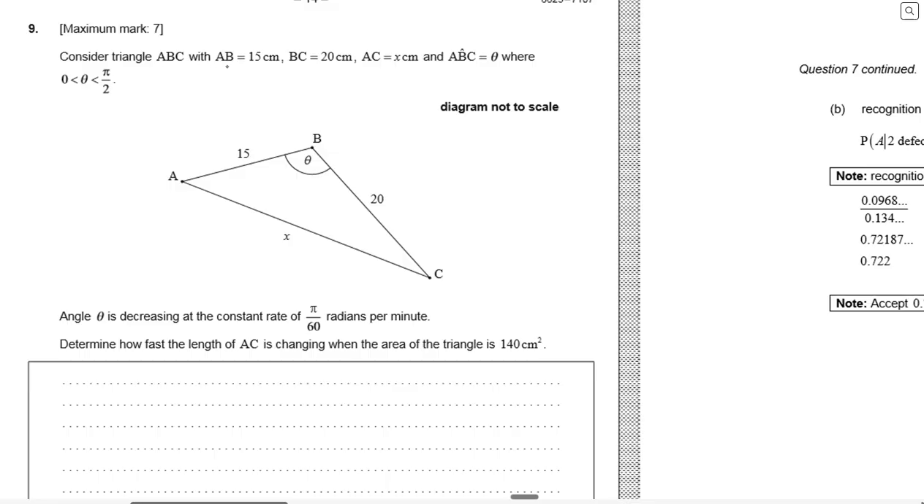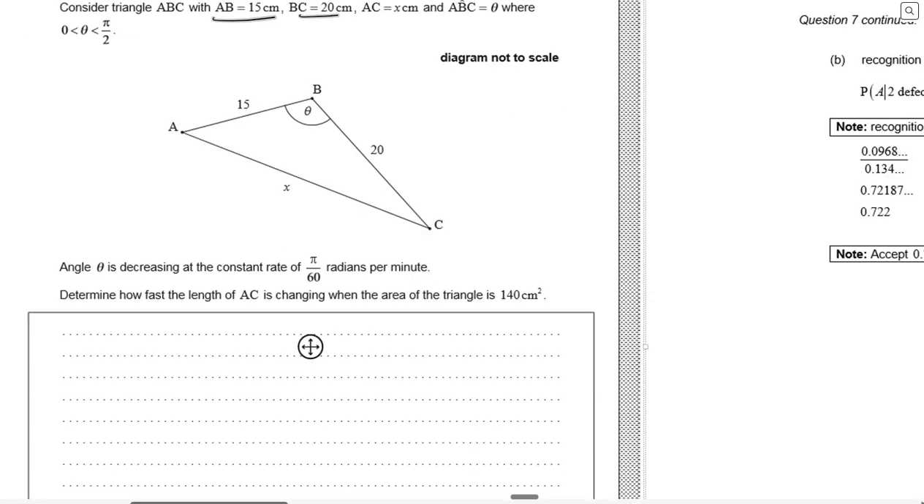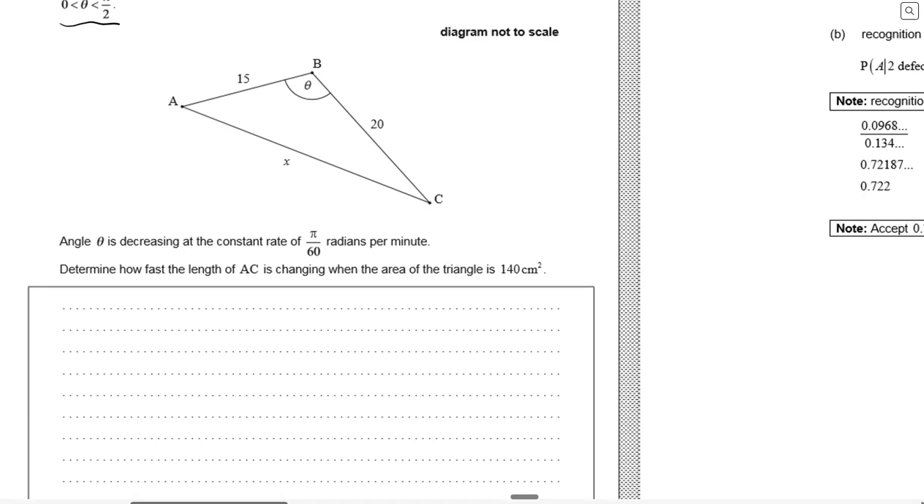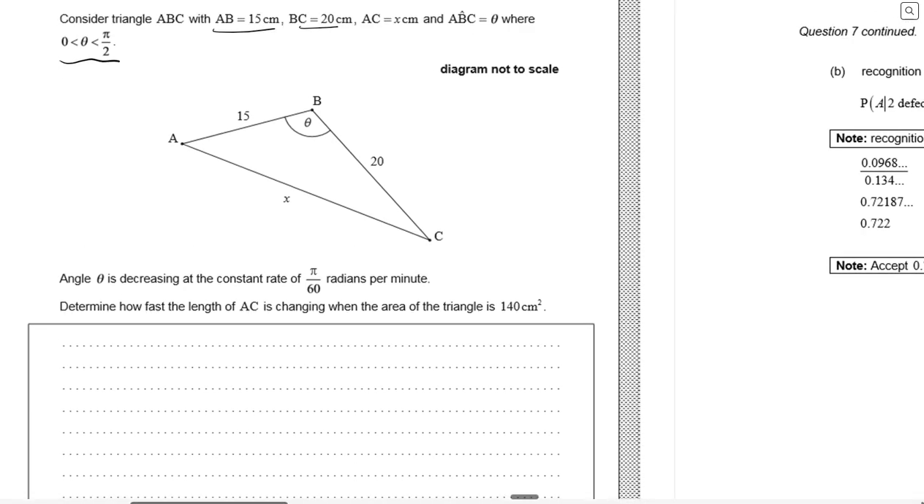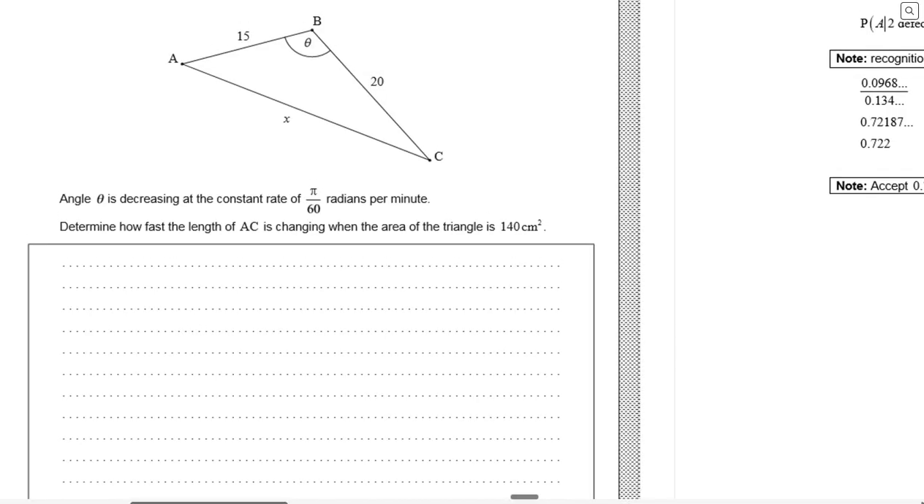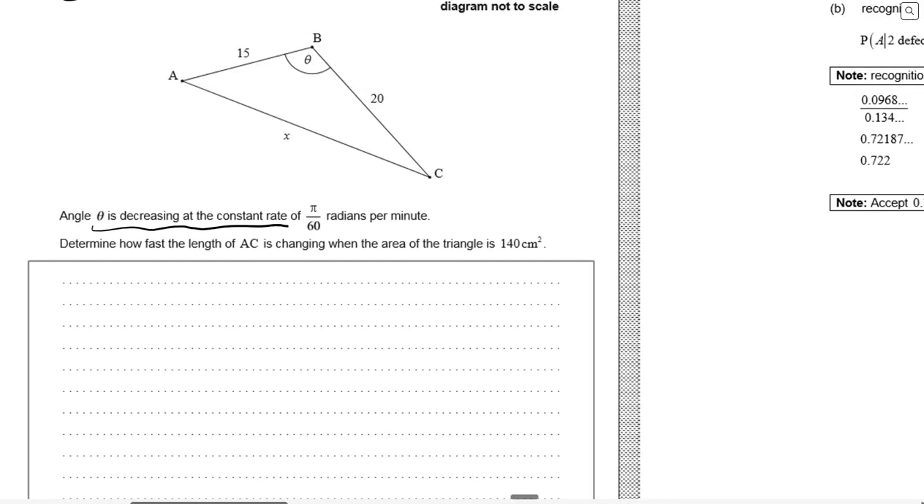Consider triangle ABC with AB equals 15 cm, BC equals 20, and they give us all of that data in this diagram where theta is less than 90, so it's acute. Okay. Now, angle theta is decreasing at a constant rate, so this is a rate of change question, and determine how fast the length of AC is changing when the area of the triangle is 140 cm cubed.